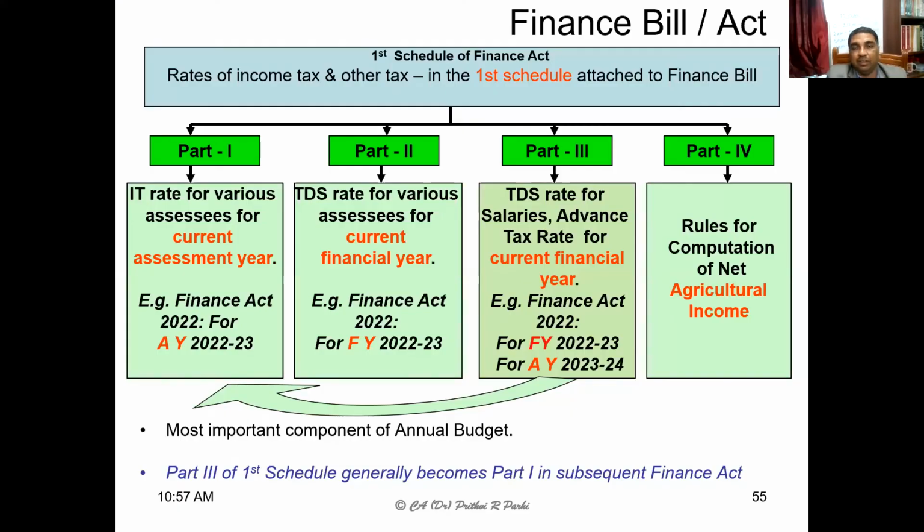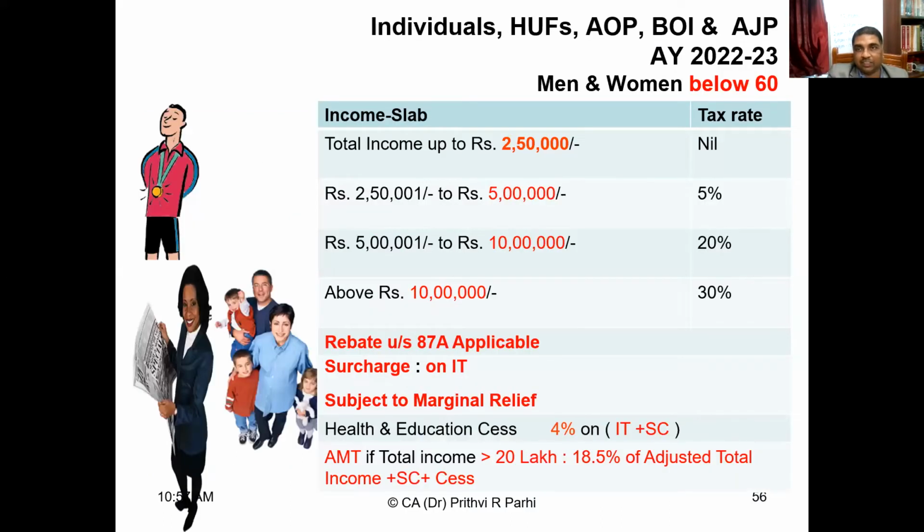Have a look at this picture. Once again, you can have some idea of how part 1, part 2, and part 3 look. Now, what are the contents of these 3 things? These are the slab rates which I have already discussed earlier. I have shown you from the chart. Now see it in the slide. This is the rate applicable for individuals, AOP, BOI, or AJP for assessment year 22-23, men and women below 60 years. Up to 2.5 lakh nil, then 2.5 lakh to 5 lakh 5%, then above 5 lakh up to 10 lakh 20%, above 10 lakh 30%. And you have already seen rebate under section 87A is applicable.